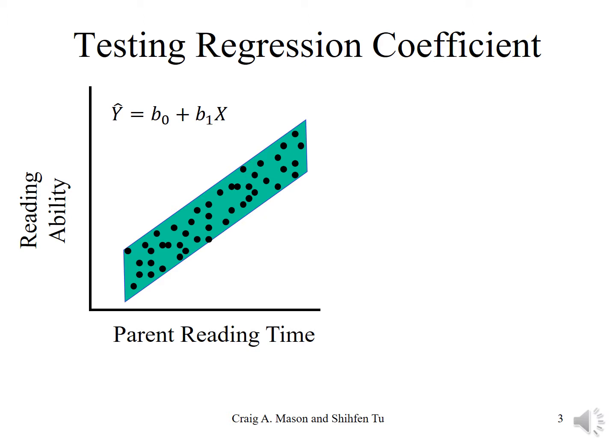Remember, the slope of the regression line is b1, the regression coefficient for our predictor x. For example, in this hypothetical case, our predictor is the amount of time parents spend reading to their child, and the outcome we're predicting is the child's reading ability. Let's get rid of the data points in our figure and only focus on the regression line for a minute.